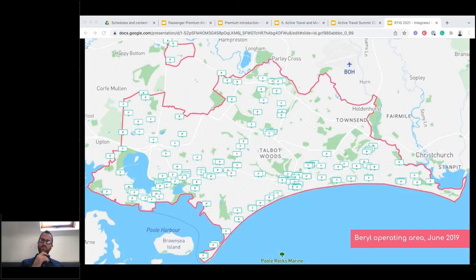Beryl were due to launch in Bournemouth in the June. I think the show was in the March. The network area that they covered is shown on the map here, and was very much across the same area as the two main operators within the region that we have down here.